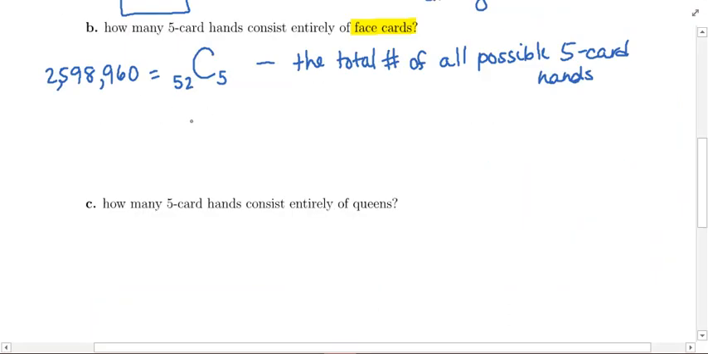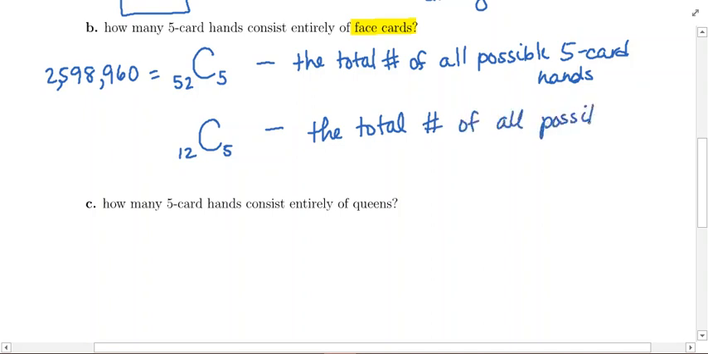So to count the number of all possible 5-card hands consisting entirely of face cards, it's still going to be a combination because you're going to be dealt this hand. The hand is still going to contain 5 cards, but the greater set that you're pulling from is just the face cards, which is a group of 12 cards. So this is how you're going to compute the total number of all possible 5-card hands consisting entirely of face cards.